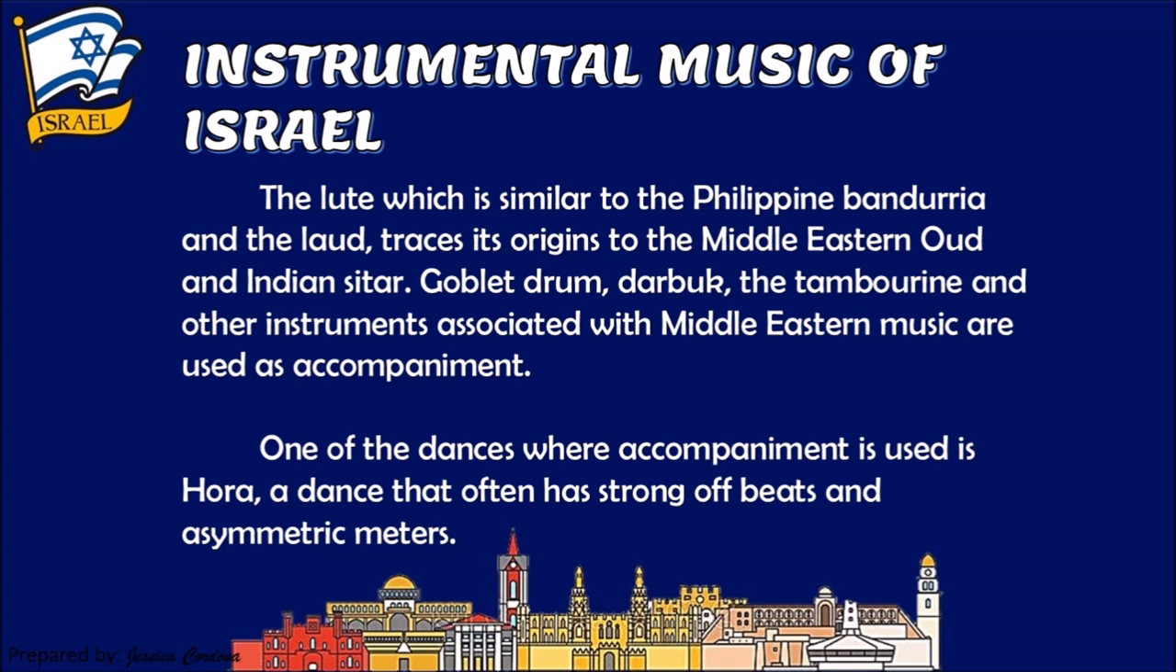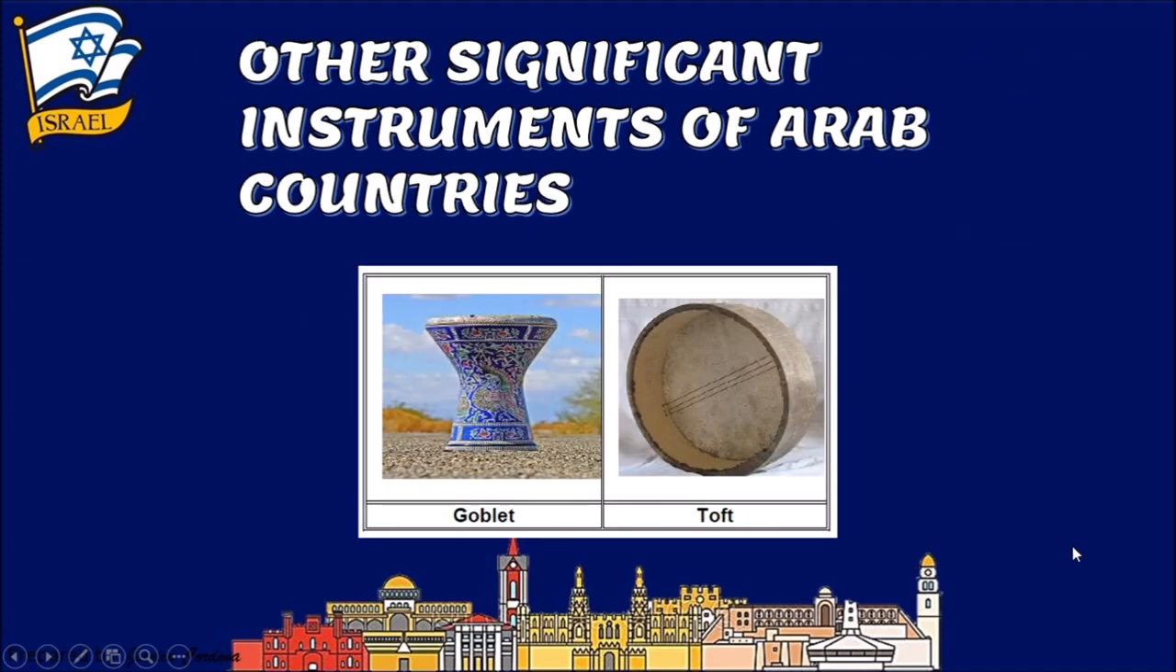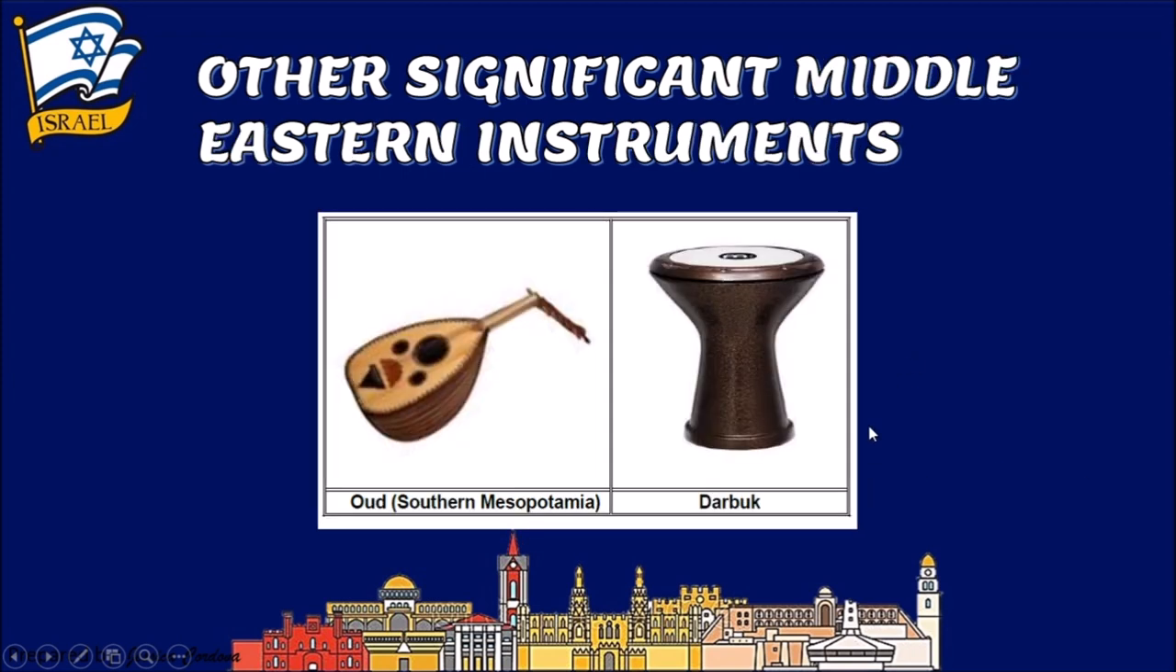One of the dances where accompaniment is used is hora, a dance that often has strong offbeats and asymmetric meters. Significant instruments of Israel: first, shofar, Jewish lyre, and psaltarion. Other significant instruments of Arab countries: tabla and tuba. Other significant Middle Eastern instruments: oud and darbuk.